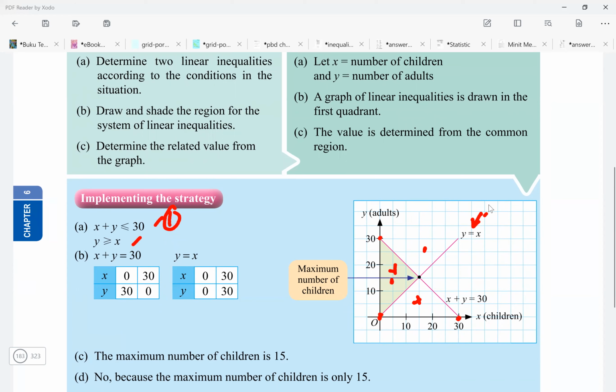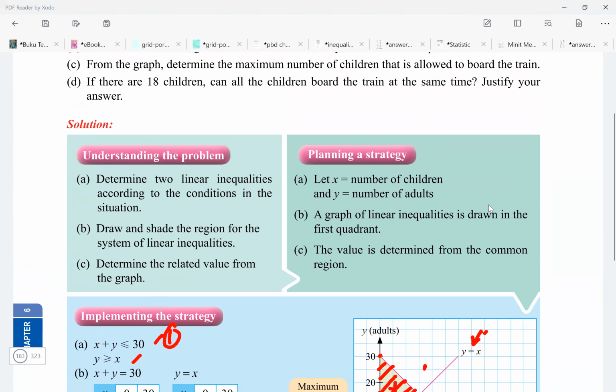And then x is greater than 0, y is greater than 0, so it should be on the right side. So if you see here, the intersection is this one. So this is the region that you should shade.